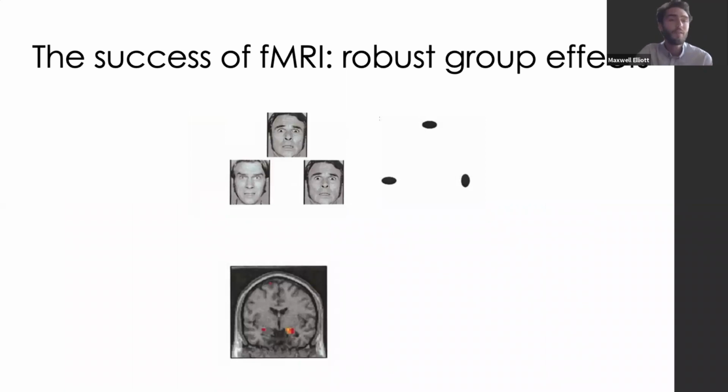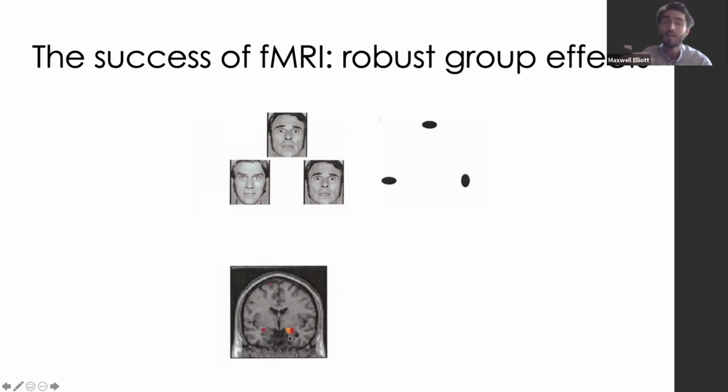So to dive into a specific example, when you compare activation in the amygdala during facial images, particularly fearful faces like those shown here, to activation when people look at dots or shapes, you get reliable and robust activation in the amygdala.